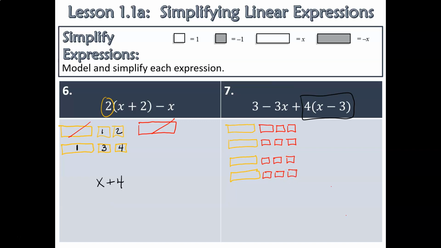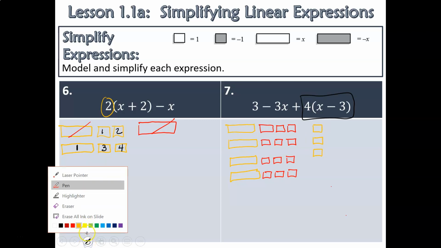There's 4 sets of those. Now we have to deal with the front of that equation. We have 3 ones, so we're going to use yellow for those. And then we have negative 3 x's.